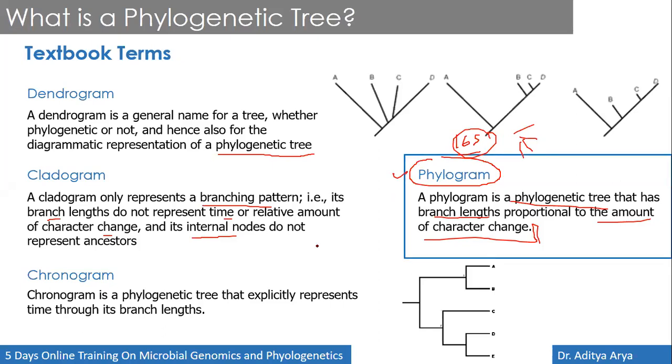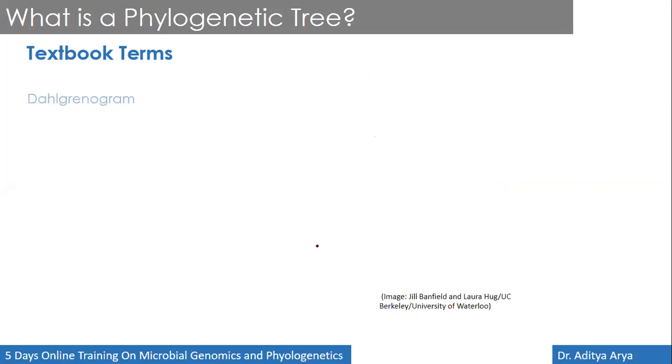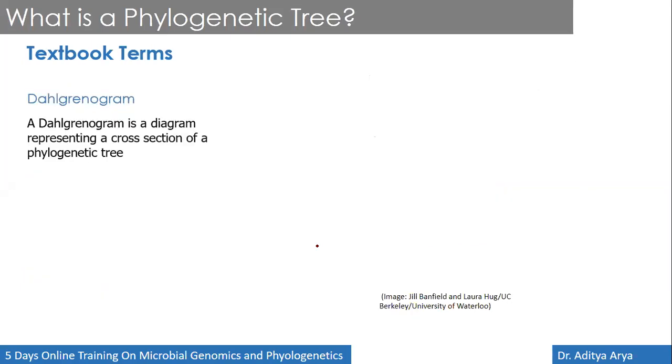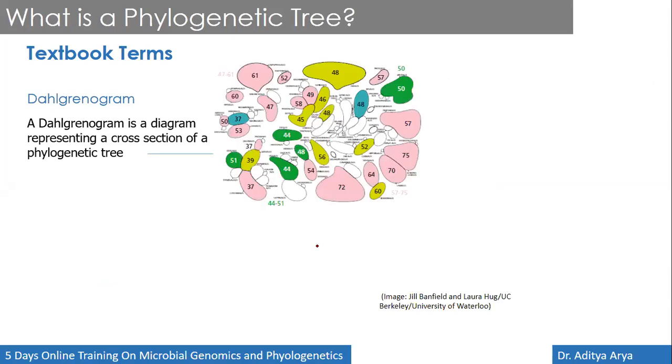Besides these things, there are a few more newly emerging terms. One of them is known as the dendrogram... the Dalgranogram, and Dalgranogram is somewhere like a transverse section of a tree. So if you make a tree and take a transverse section, and the thickness of branches also represents some parameter, then that kind of phylogenetic tree is known as Dalanogram. It was recently presented in some of the literature.